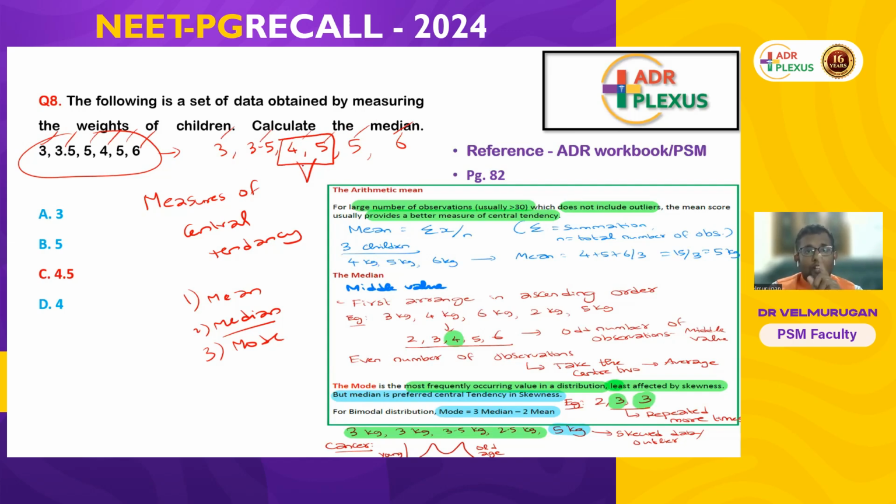If there is only 1 value, we can take that as the answer. But here there are 2 values, so it is not 4, not 5. We have to take the average of these two, that is 4.5. This is a simple sum. So with an even number of observations, take the center 2 and take the average. With an odd number of observations, you can take the middle value.